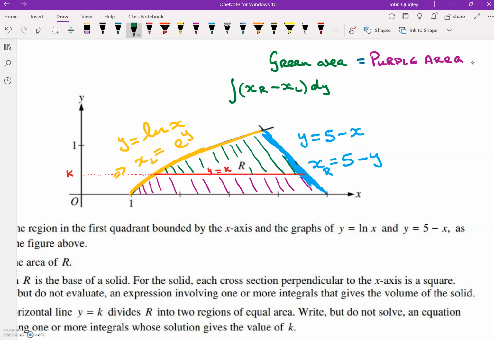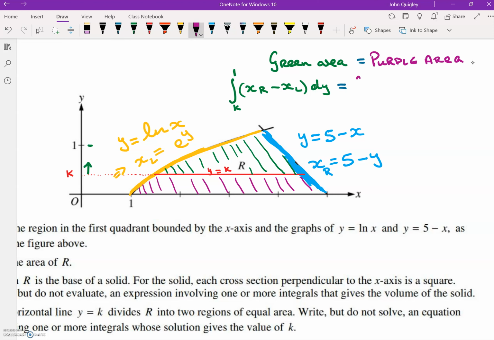Okay, now that region there in green, it begins, going from the bottom to the top. The bottom of that region, the y coordinate of the lowest point in that region, is k. So the green goes from k up to 1. Okay, so from k up to 1, that's the area in green. And what we're saying is that has to be equal to the purple area.